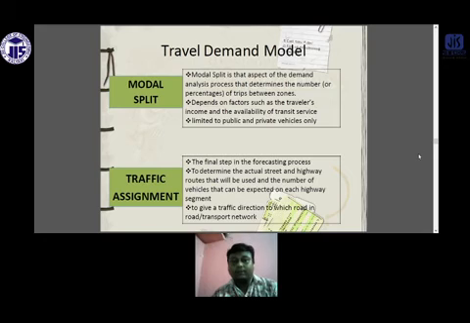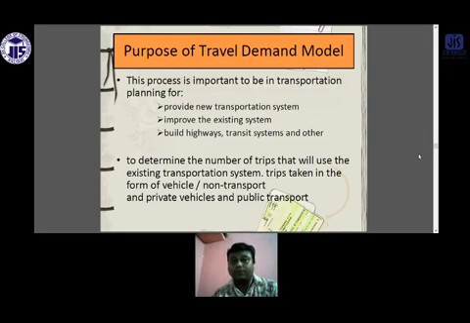Traffic assignment is the final step of the forecasting process, to determine the actual street and highway routes that will be used and the number of vehicles that can be expected on the highway segment, and to give traffic direction to which road in the road transport network.